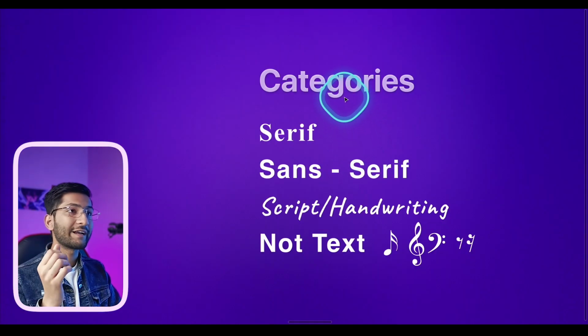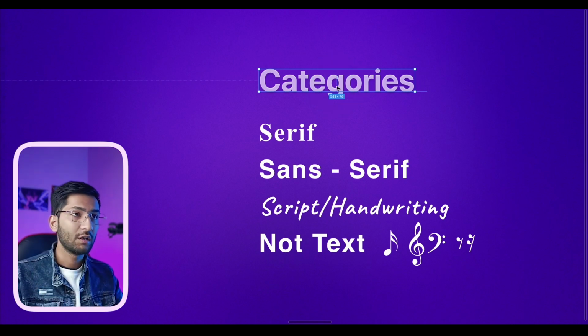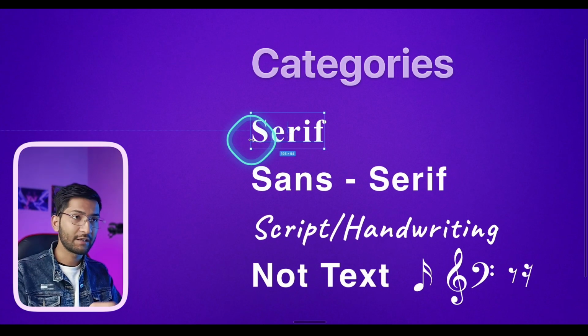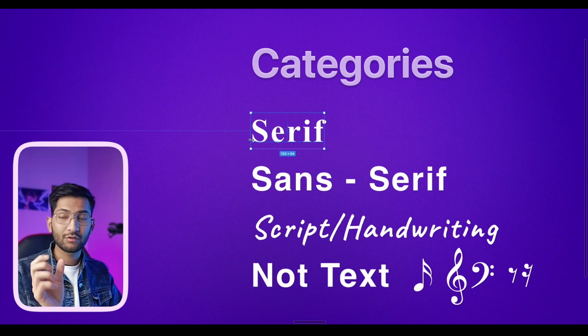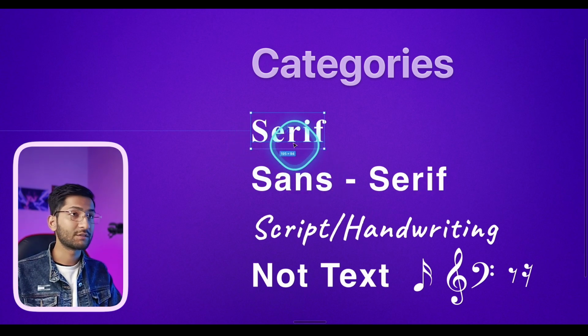Then we have different categories of fonts. Now these categories are divided based upon how they look. If you just look at serif fonts, and this is not a font, this is a font category. Like we have cursive handwriting, so it's a writing category. Similarly we have sans serif font and serif font.